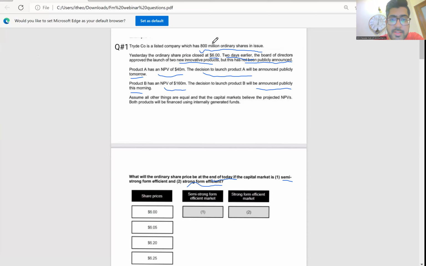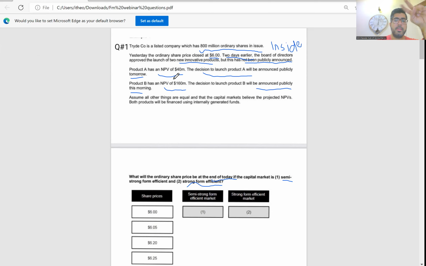Triad is a listed company that has 800 million shares in issue. Yesterday, the ordinary share price closed at 6. Two days earlier, the board approved the launch of 2 new innovative projects. This has not yet been publicly announced. That means it's still insider information.